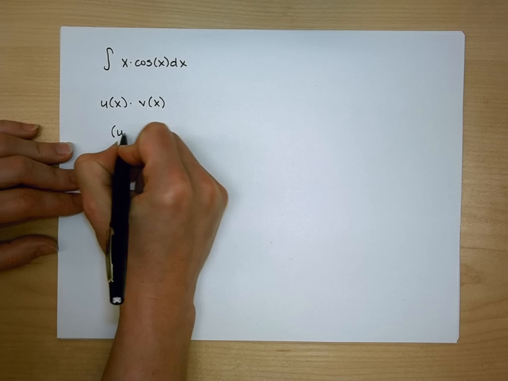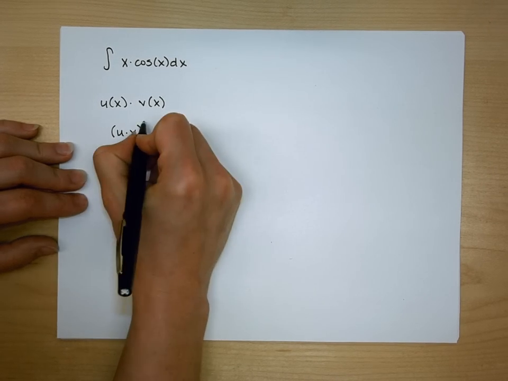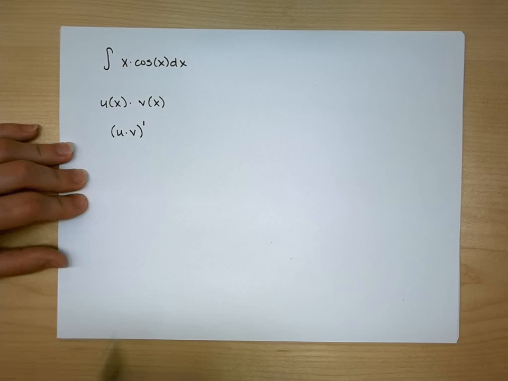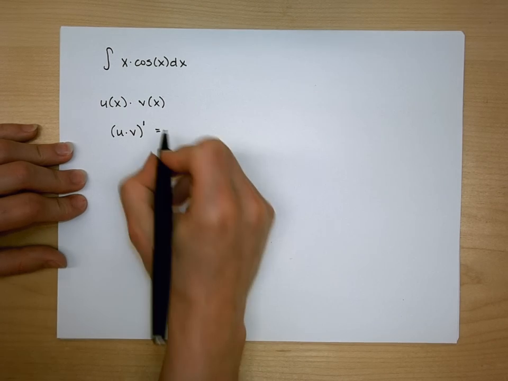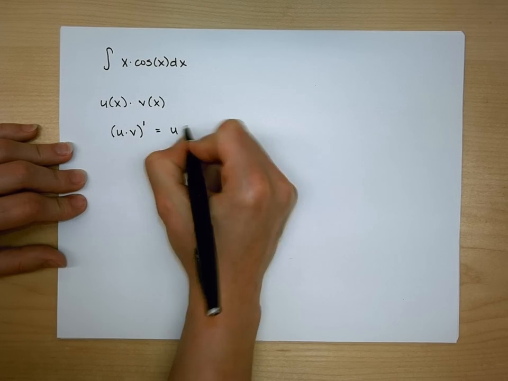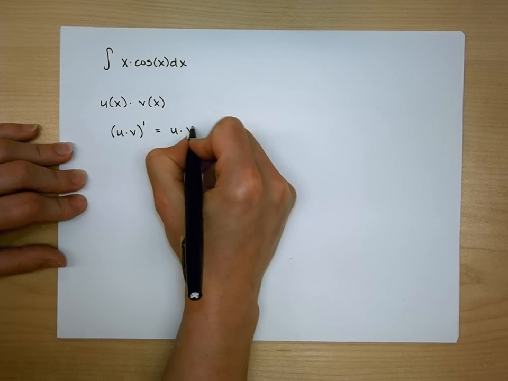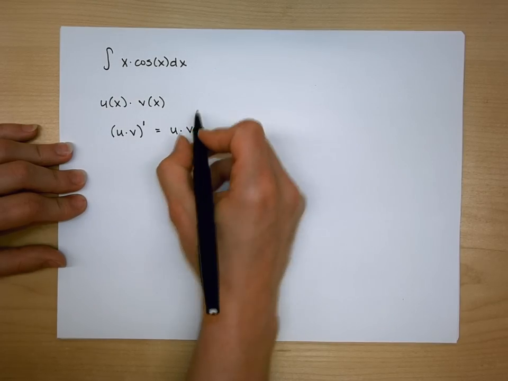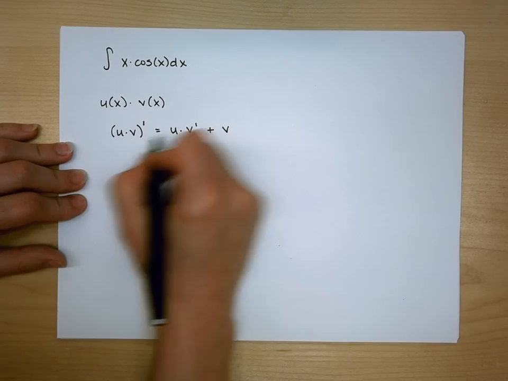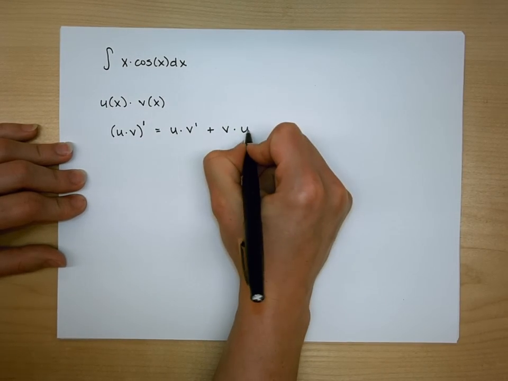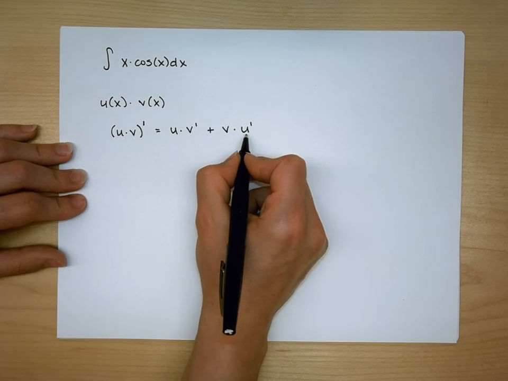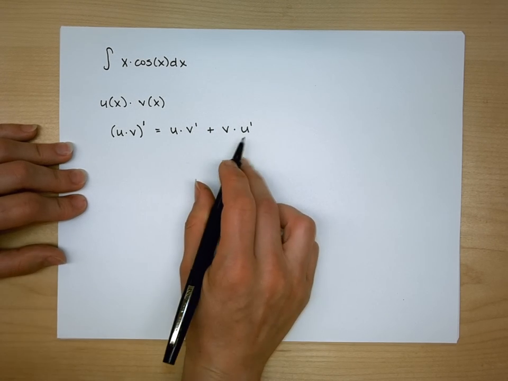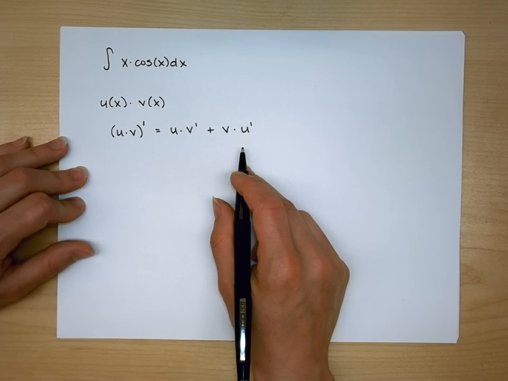If I had those two multiplied together and I wanted to take the derivative, (uv) prime, remember that the product rule was the first thing, which is u, times the derivative of the second, v prime, plus the second, v, times the derivative of the first, which would be u prime. This here is the product rule that we learned from Calculus 1.